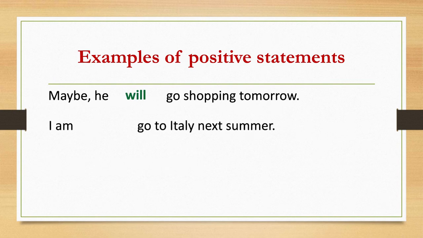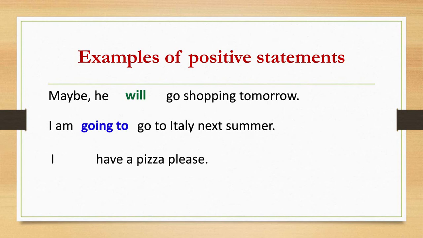The second one: I am blank go to Italy next summer. The decision to go to Italy is not something that we decide in the middle of the conversation. It's something that we have to take some time to think about and take the decision. And saying next summer, we already knew that the decision was made. So we have to use going to in this situation, not will. So I am going to go to Italy next summer. At the moment of speaking, my decision was already taken.